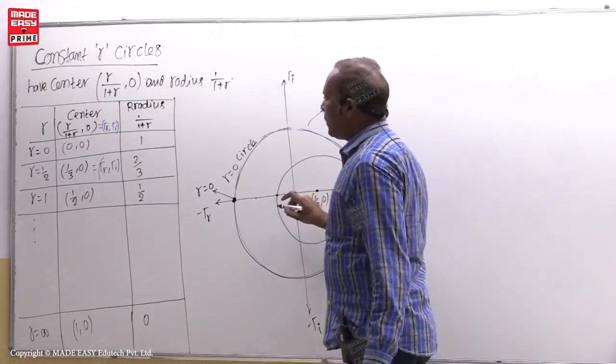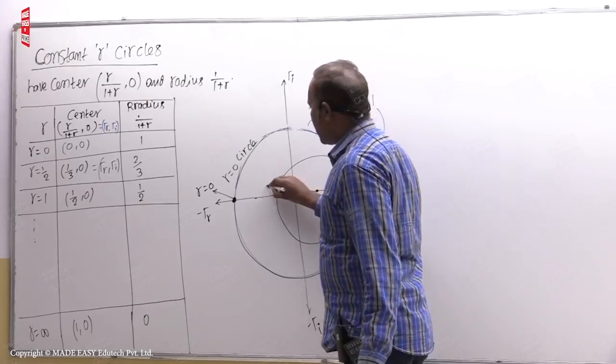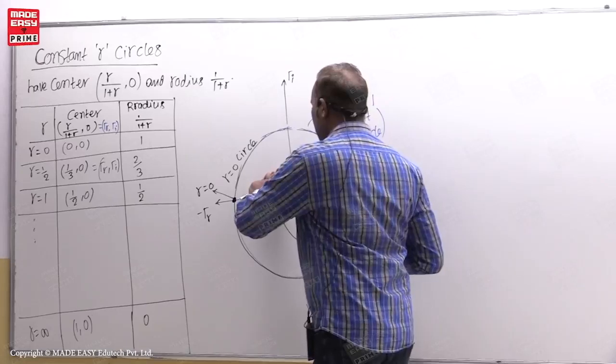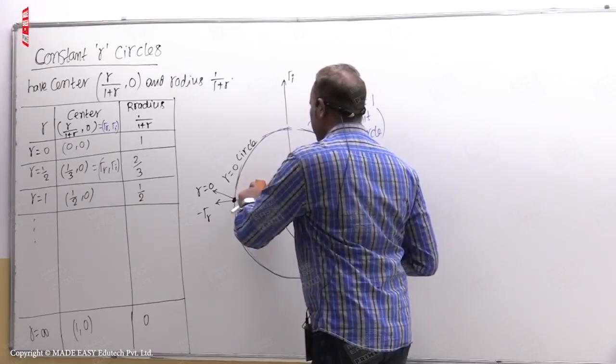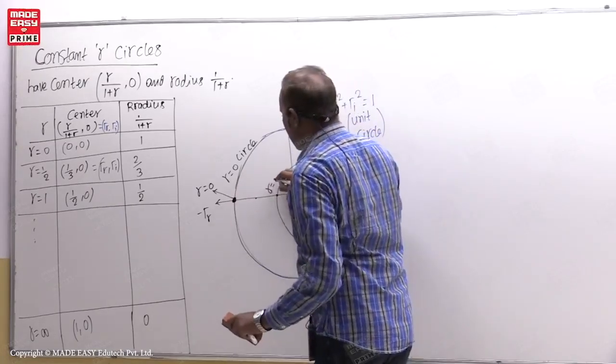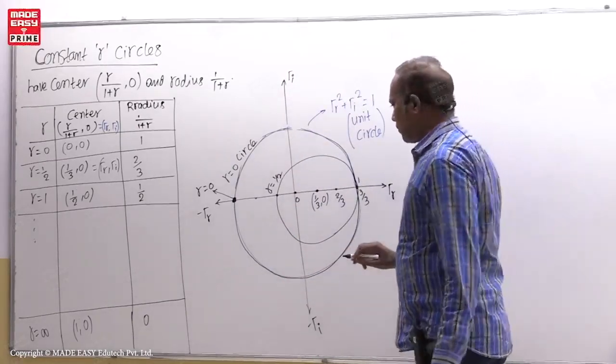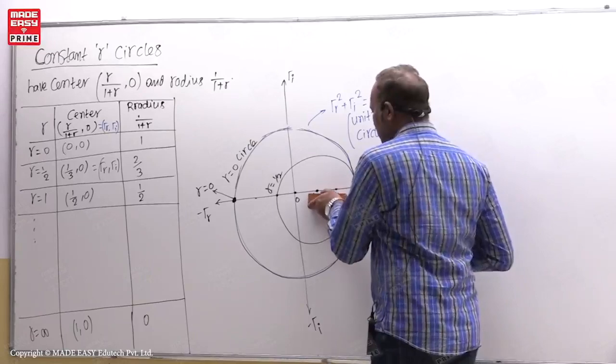So this is actually the R is equal to half circle. R is equal to half. Next. Now I am removing them.